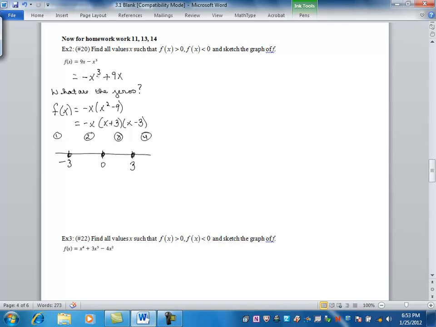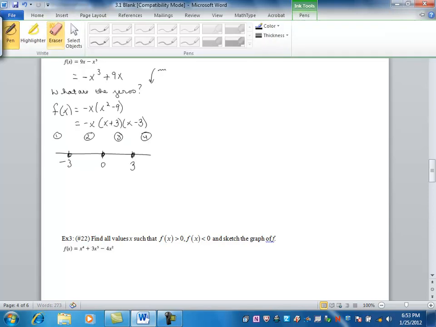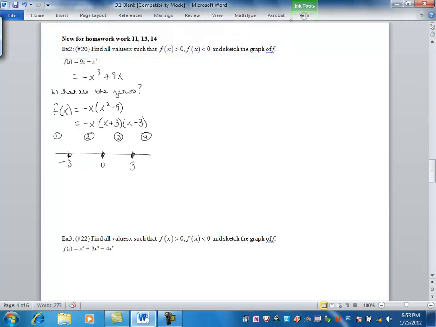Alright, and this is odd, so we know that the graph is going to look something like this, where that left hand's going up, the right hand's going down. And so let's pick some test points here. X equal, let's say, negative 4.